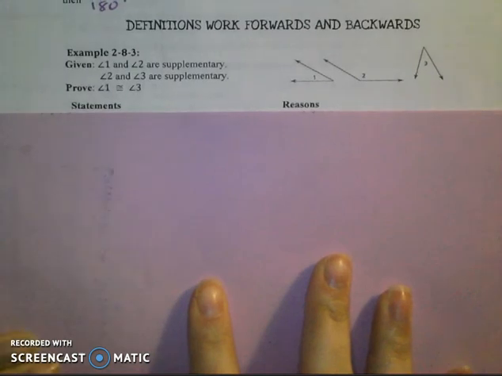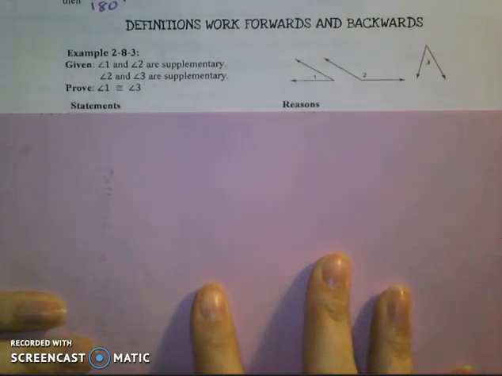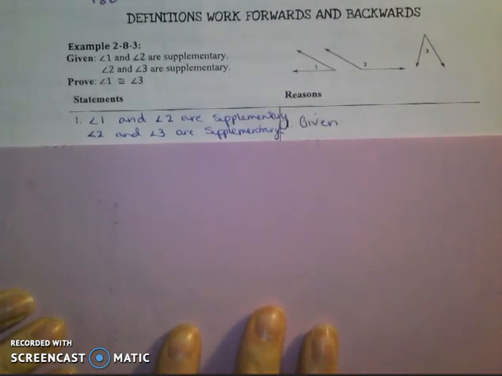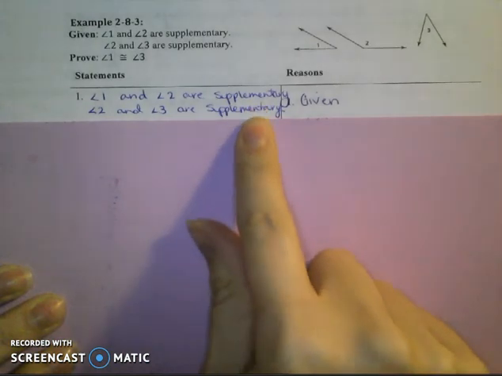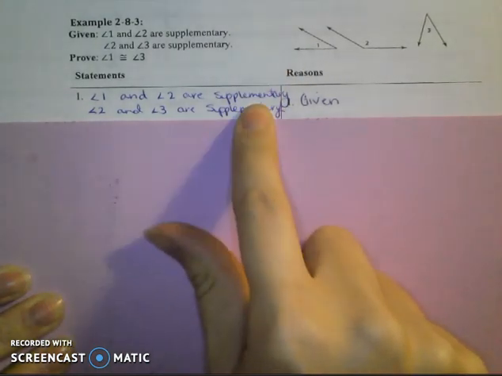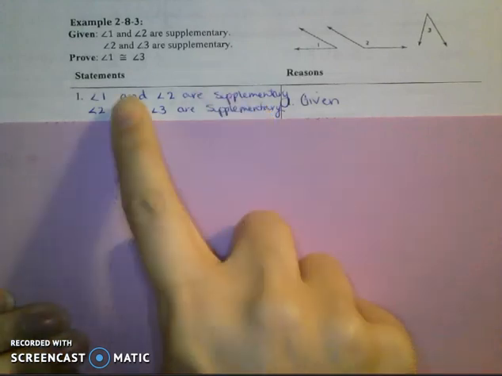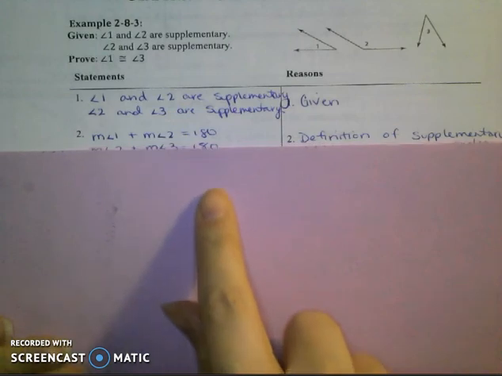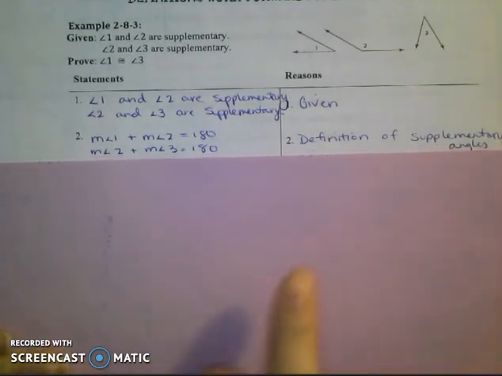Go ahead and fill in what you know, which is your given, and then what you're trying to prove at the end. So that should be given. Now let's talk about what this means, because where are we going to go from there? Well, we've got supplementary. What does that mean? That means that angle 1 plus angle 2 is equal to 180, and angle 2 plus angle 3 is equal to 180 by definition of supplementary angles.